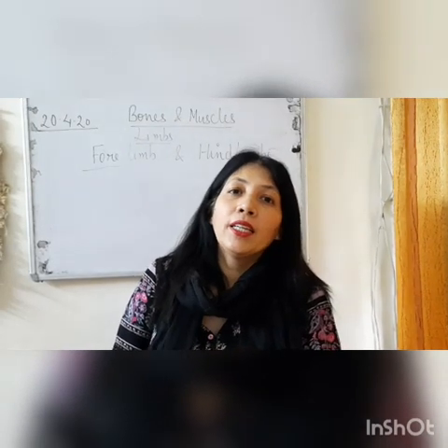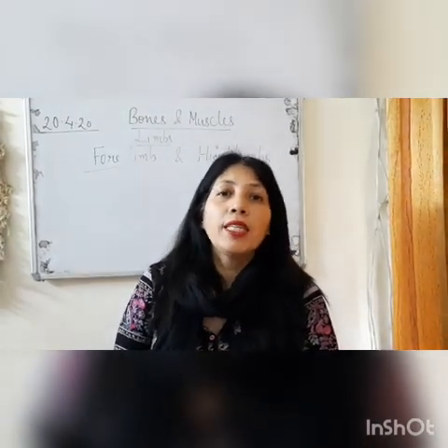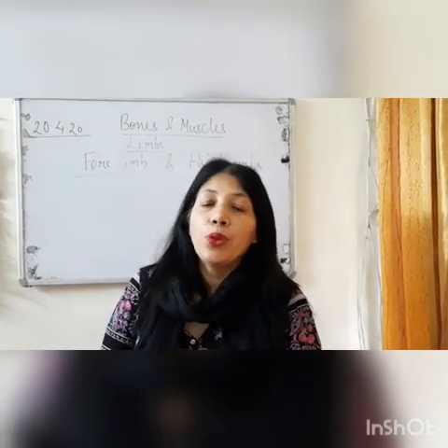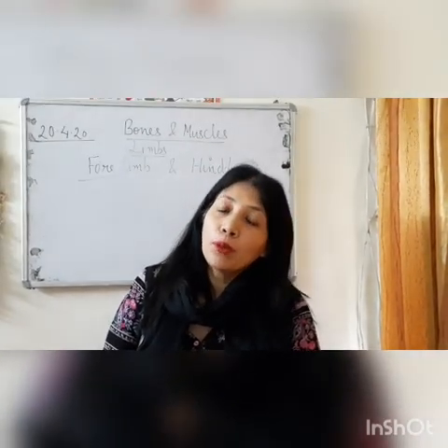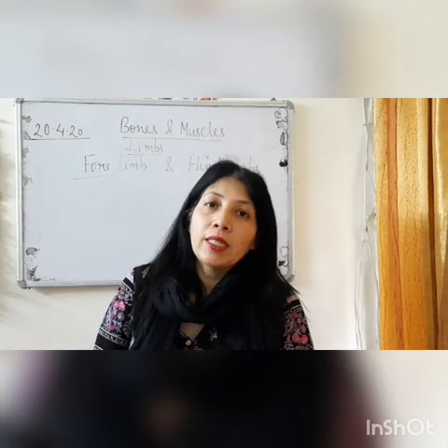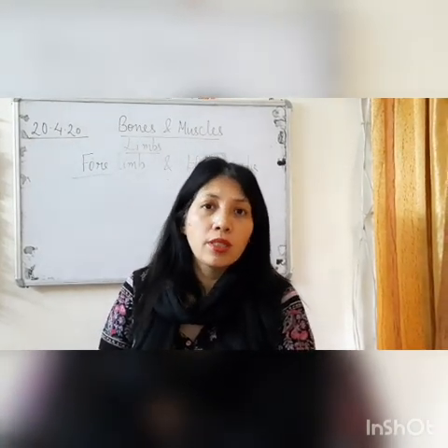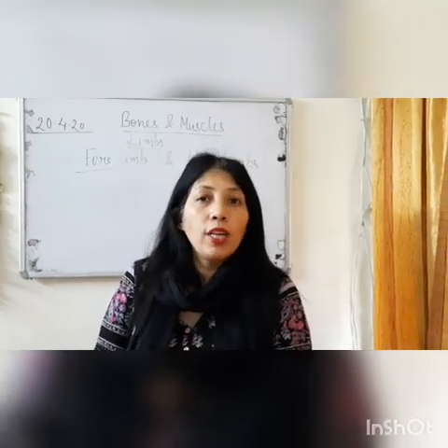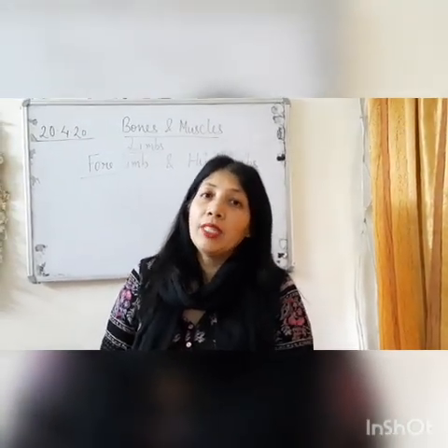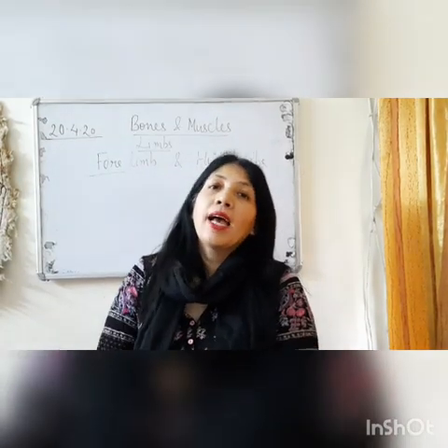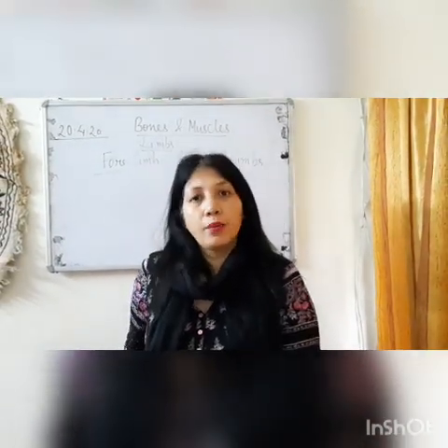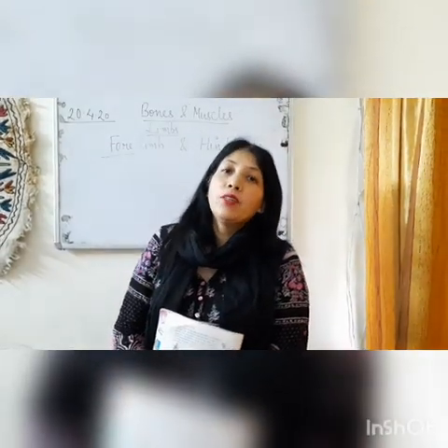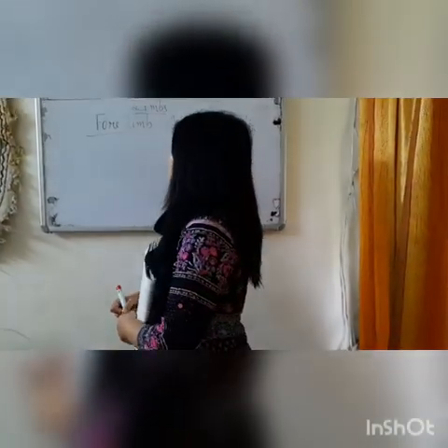Children, in the previous video you have already studied about skull, rib cage, spine, and today we are going to study the fourth part of the skeletal system, that is limbs. Now there are two limbs. One is forelimb. Forelimb means hands, and second is hind limbs. Hind limbs means legs.